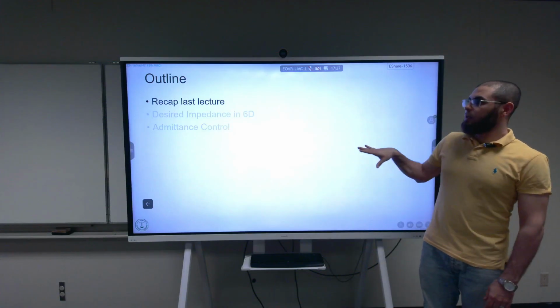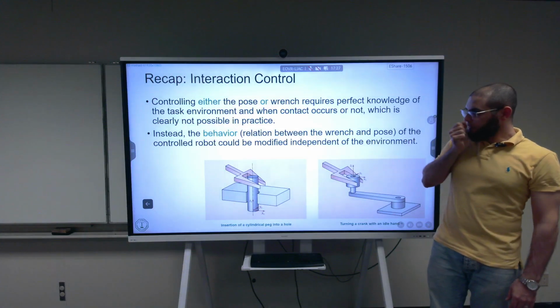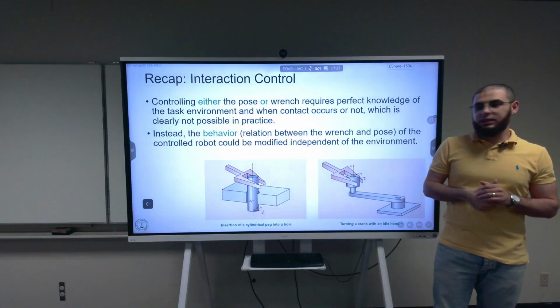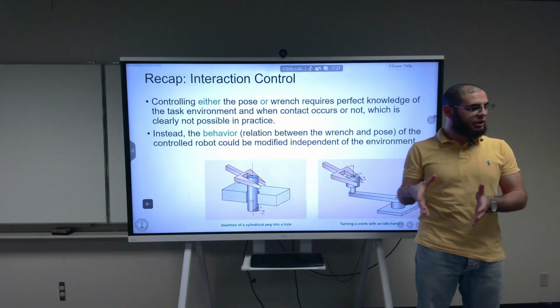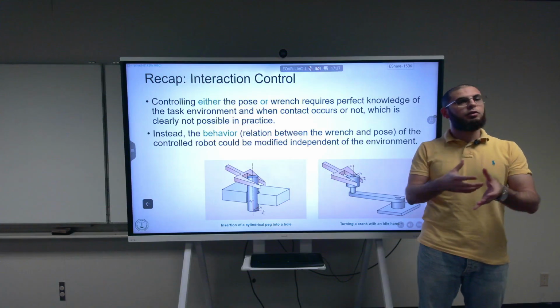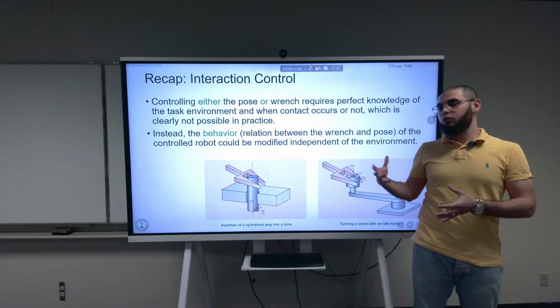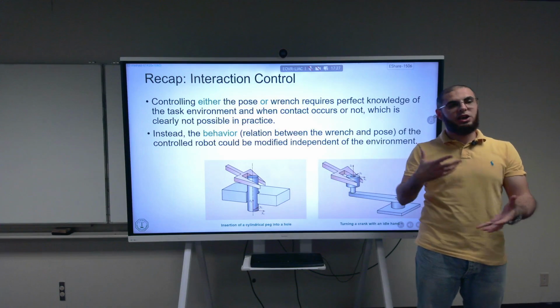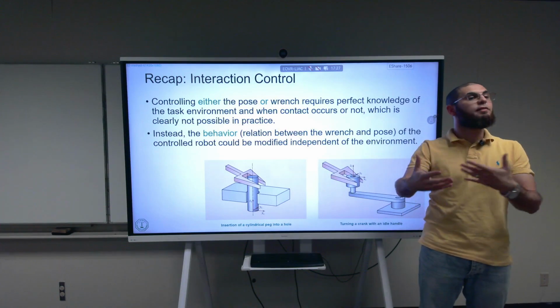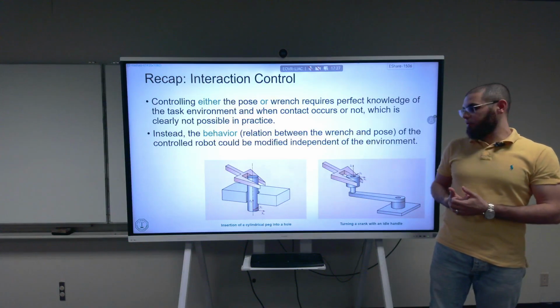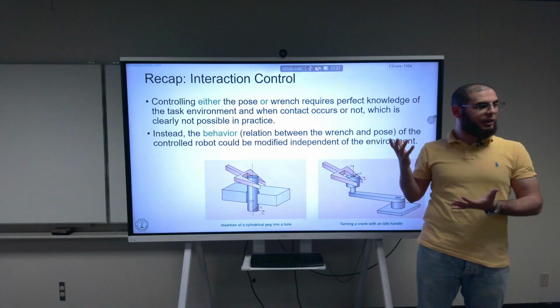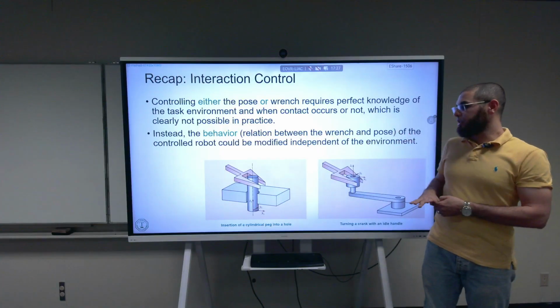Okay. So recap, the idea of interaction control is that you don't think of it as a control of the pose or the wrench at the end effector separately. They are both coupled, in the sense that in the end you want to design a desired impedance behavior, a desired behavior between the wrench and the pose at the end effector. Of course, it depends on the task, but the same idea holds in general.